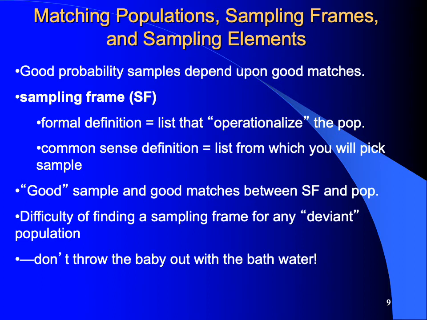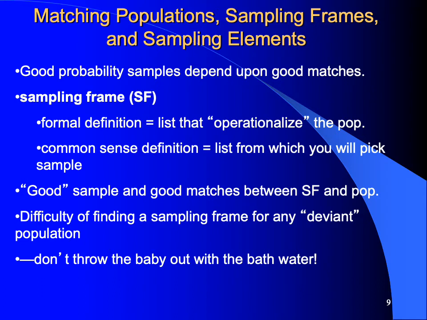Now, the household population is not a perfect match to everybody in the United States, but it is pretty good. That sampling frame encompasses most of the people in the United States. Okay, so that's an example of a real sampling frame.